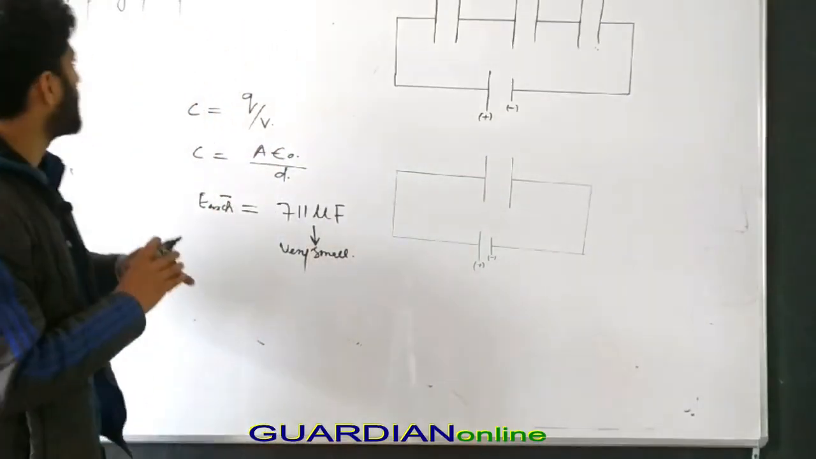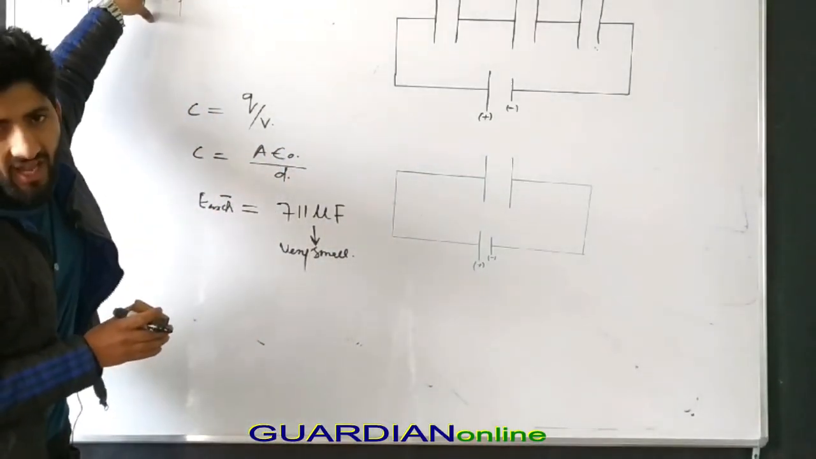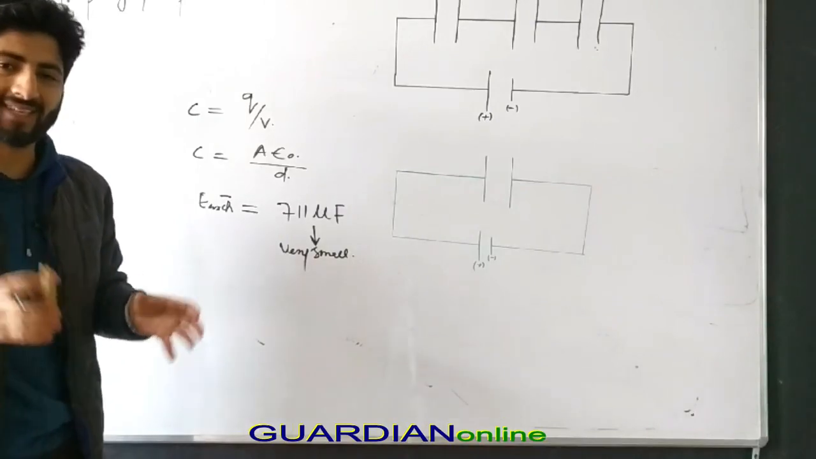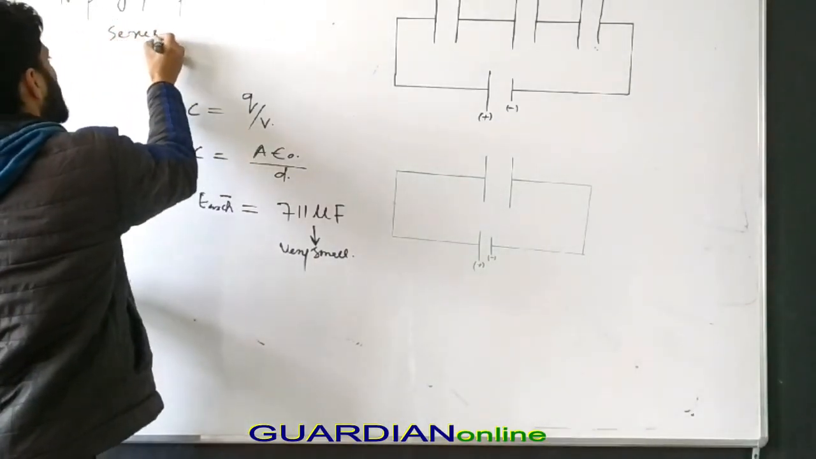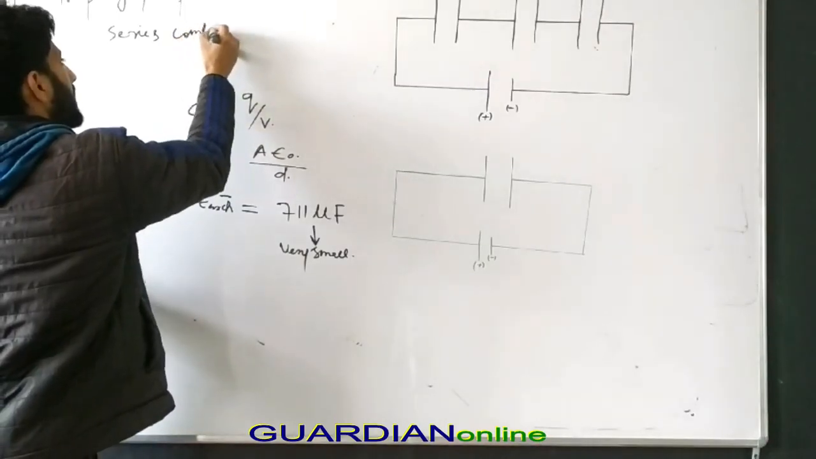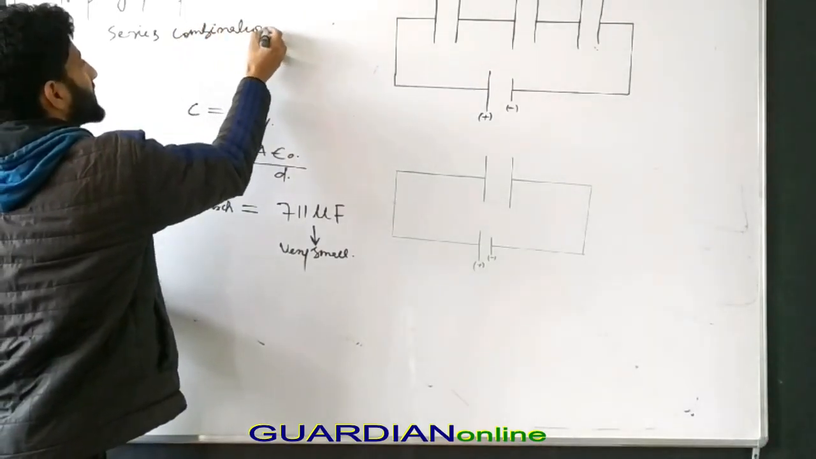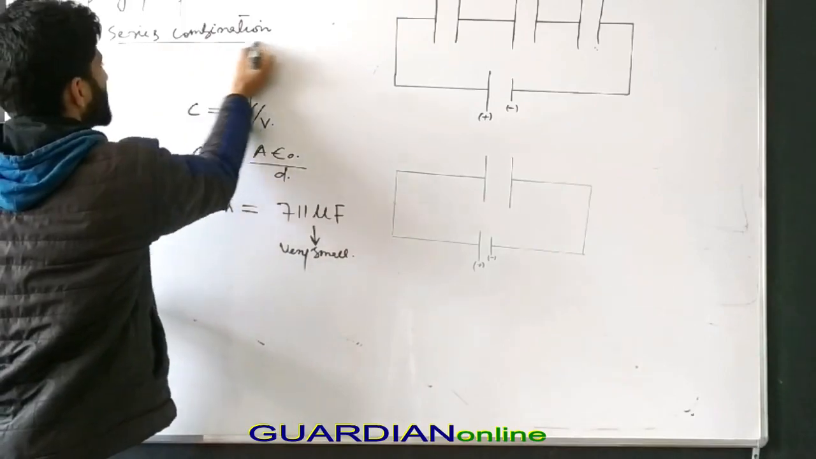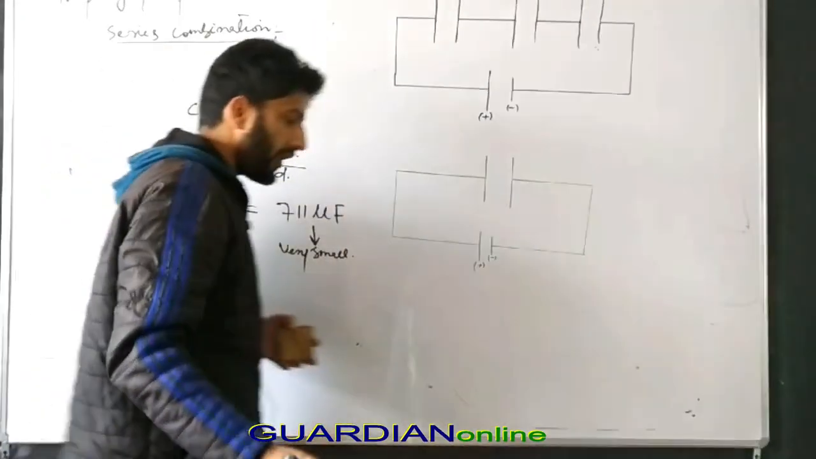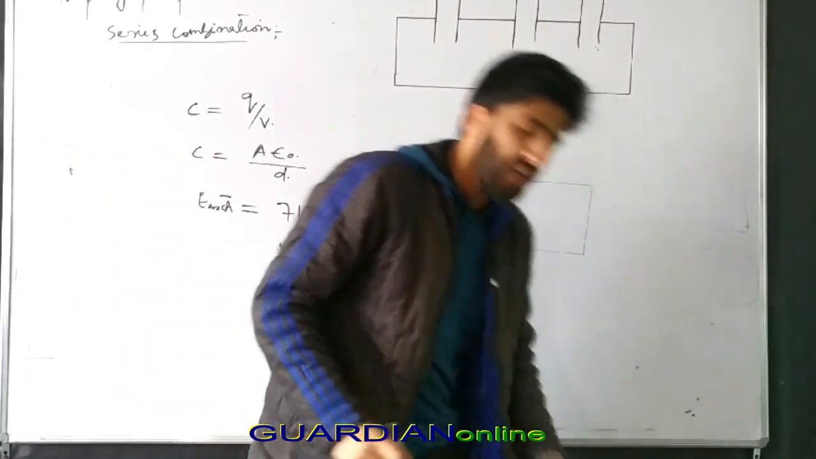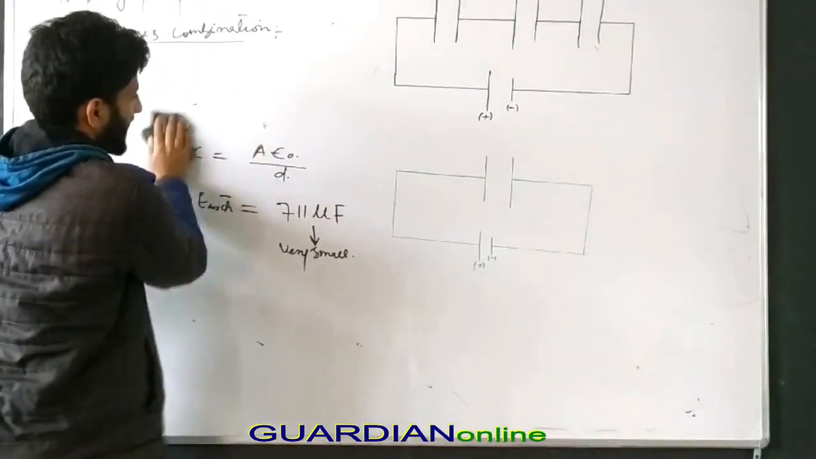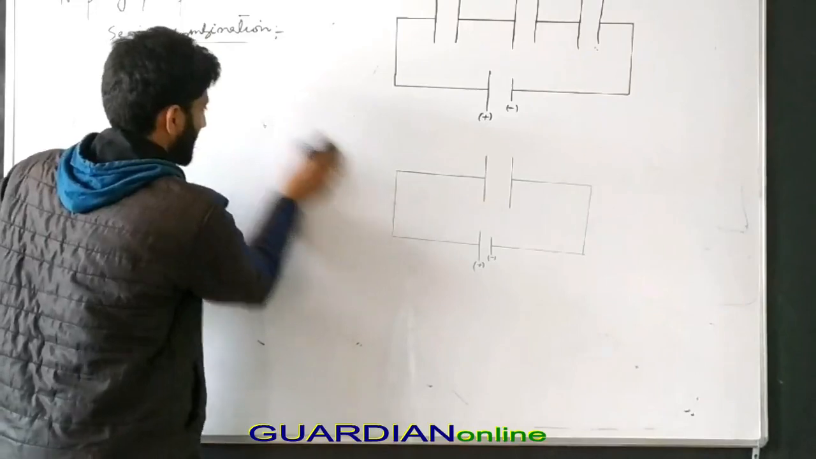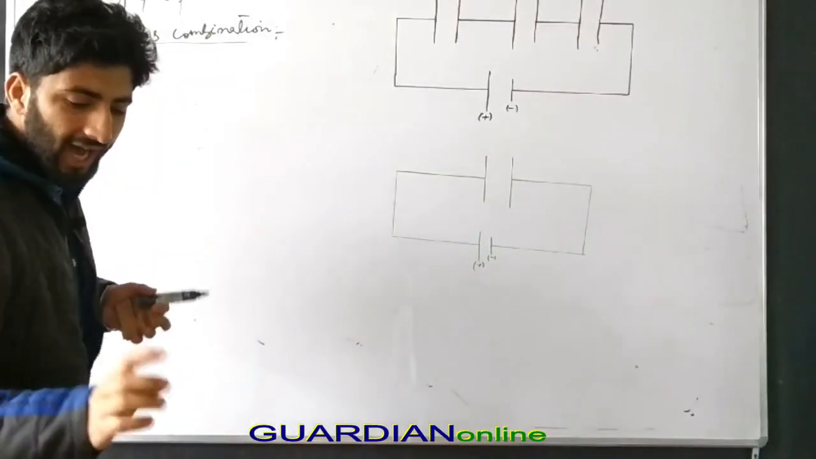Now, the grouping of capacitors. The first is the series combination. That means your isolated capacitors are arranged in series. Series, meaning, is very basic to understand.